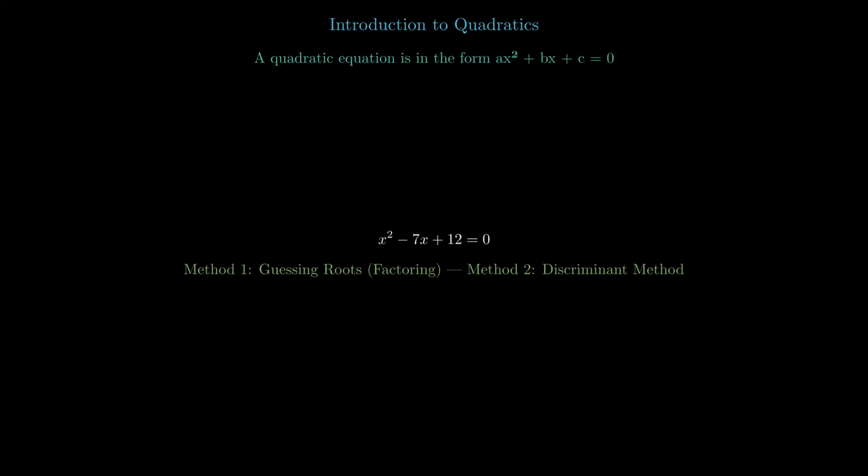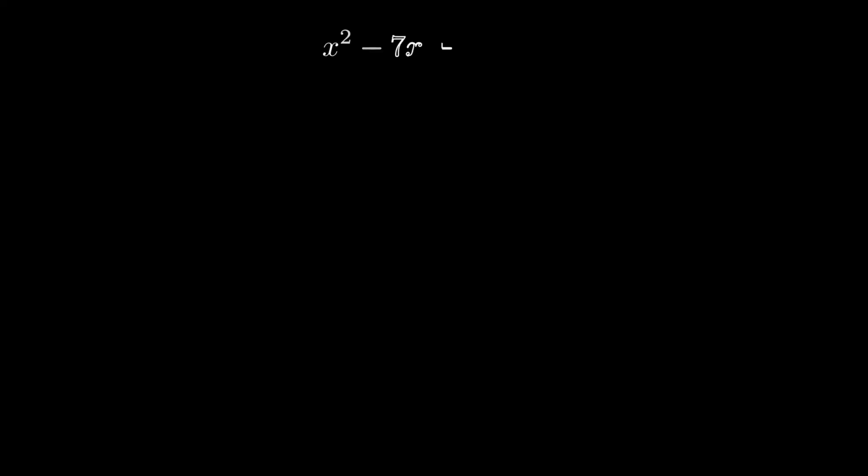Now, let's proceed further, building on this clear and structured introduction to understand how both methods ultimately lead to the same solution. Welcome to Scene 2, Guessing the Roots. Notice the quadratic equation written at the top of the screen, x² - 7x + 12 = 0.